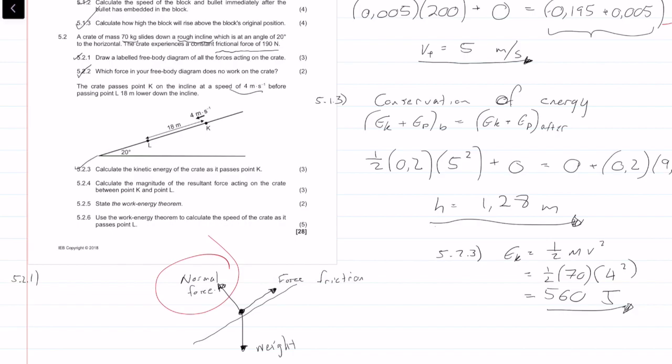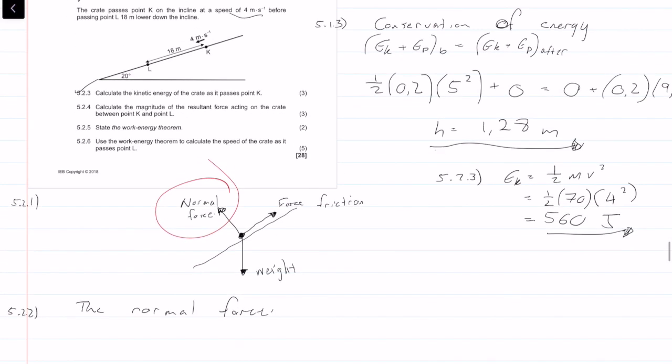Okay. Calculate the magnitude of the resultant force acting on the crate between points K and L. Okay, so basically we want F net. 5.2.4. So we want the resultant force. So we can say that F net equals what forces are acting on the slope, and we're going to take, let's say, the downward force as positive. Okay, so we know that there is a component of the weight that is acting downwards, right? That is acting in that direction that we actually care about.